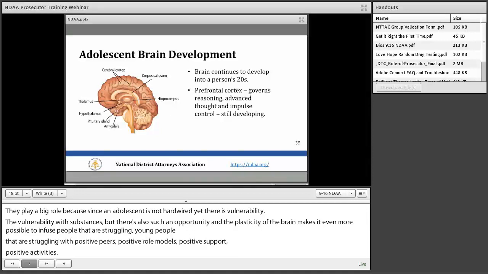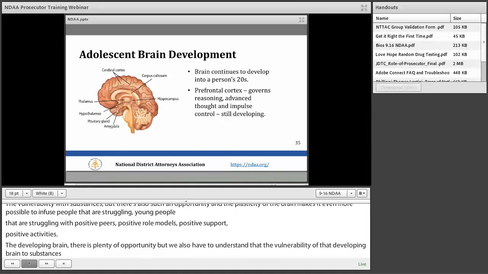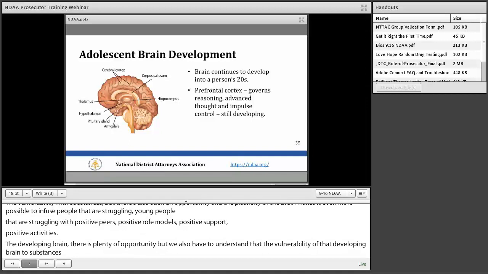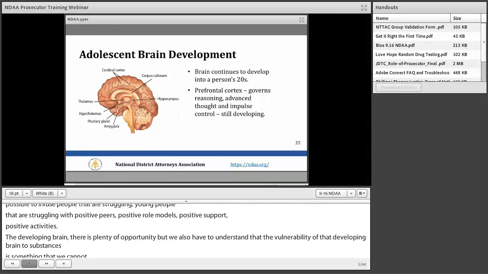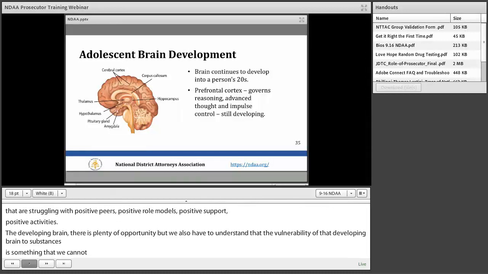So, as you can see, I like the bottom line on adolescent brain development. The brain continues to develop into a person's 20s. The prefrontal cortex is the last part to develop, and it governs reasoning, advanced thought, and impulse control, and it's still developing.